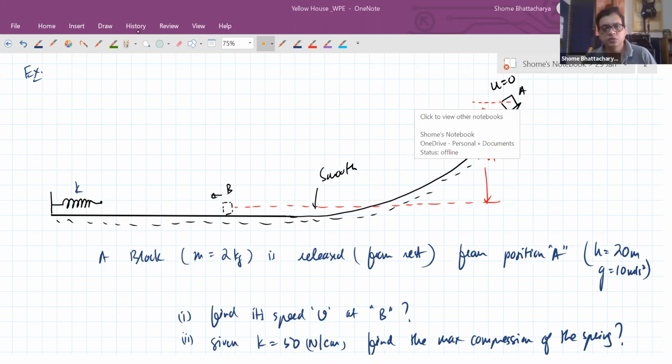Yes, correct, people. Very good. The speed will be 20 meters per second. mgh will be equal to half mv square, and then half mv square will be equal to half kx square for maximum compression. So we'll get the maximum compression as 40 centimeters.